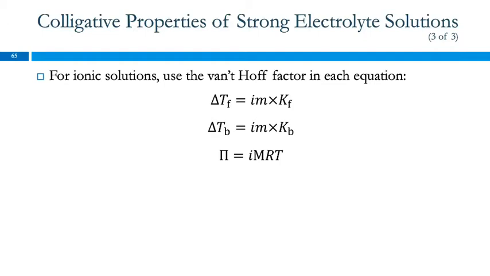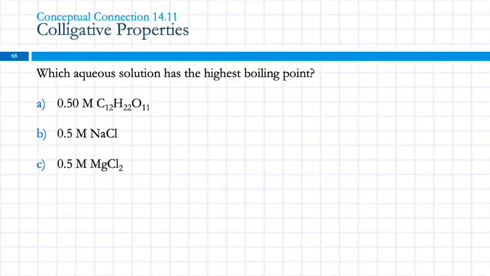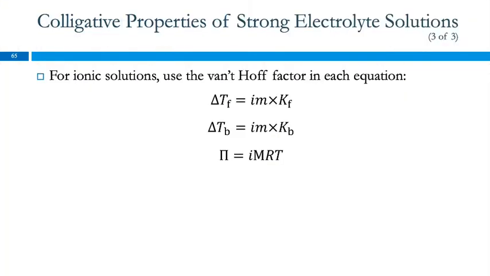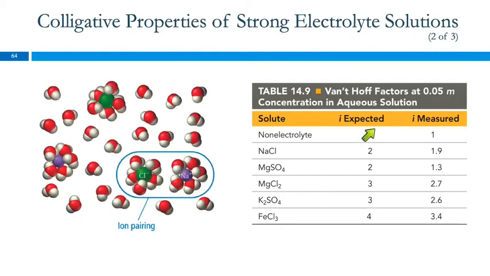So when we have ionic solutions, we need to apply that Van 't Hoff factor for each of these: boiling point elevation, freezing point depression, and osmotic pressure. And so the equations are the same, we just throw that factor in front. Right, you should be able to figure out the expected Van 't Hoff factor by looking at the chemical formula.